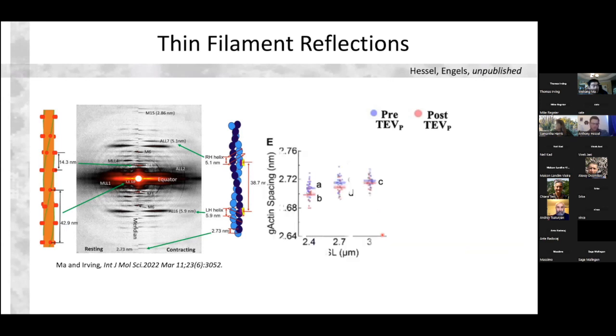And so the A6 and A7 could then be used to calculate the G-actin spacing as shown here. And that was, again, showing that consistently there's a decrease in the spacing.